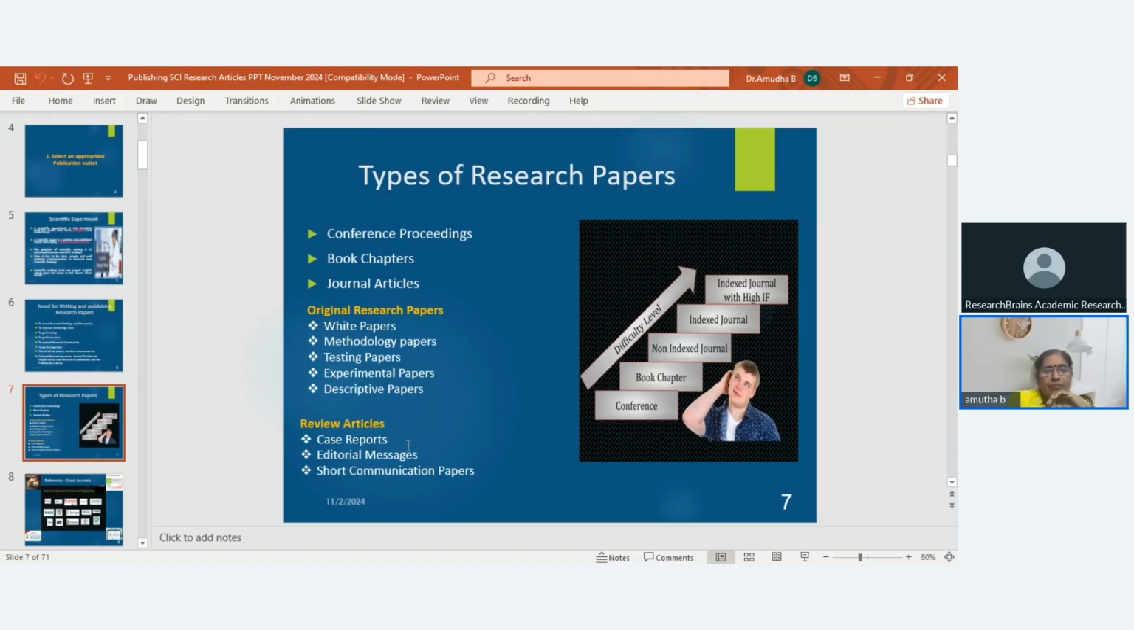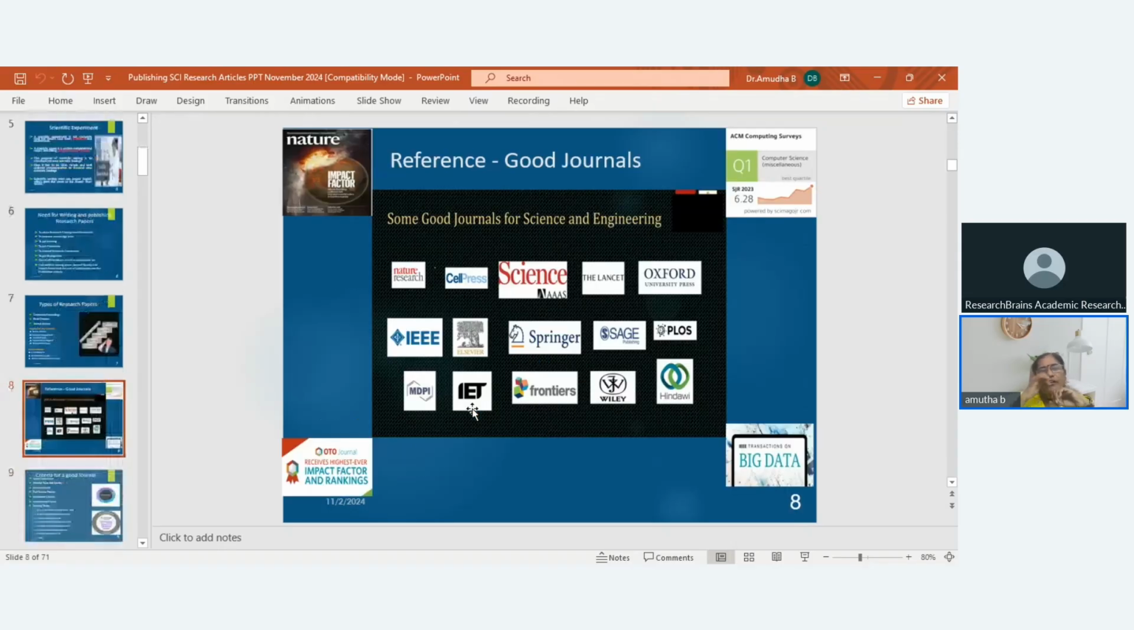In terms of case reports, for a journal, you can write an editorial message. Also, some new novel information which you could have come across can be written as an editorial message or short communication. If you are not able to do the full experimentation, you have done very short or small experiments and got partial results. From those kinds of experiments, you are able to get some short communication papers. So these are some of the types of research papers you can go for.